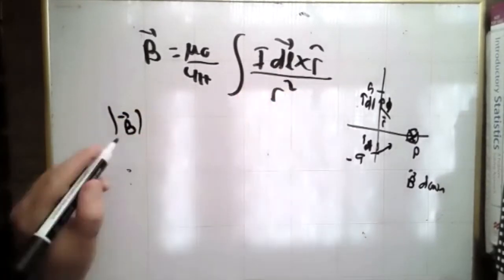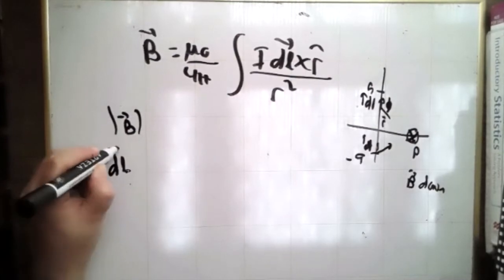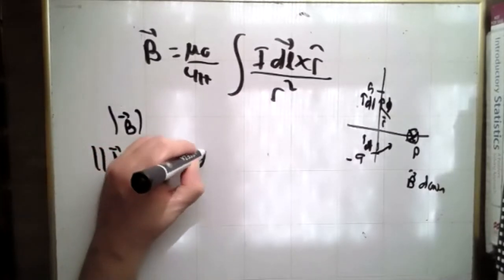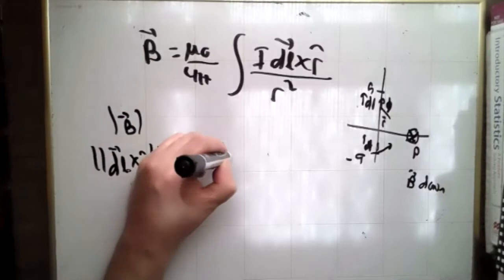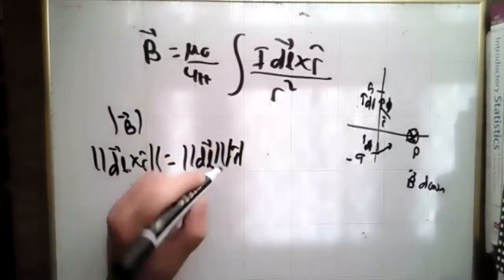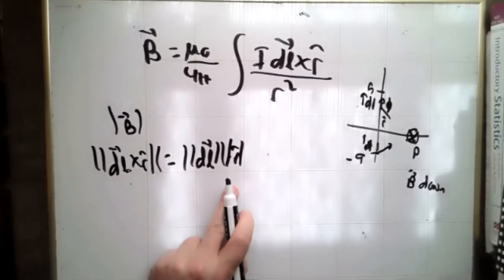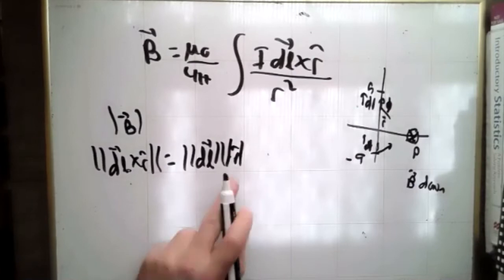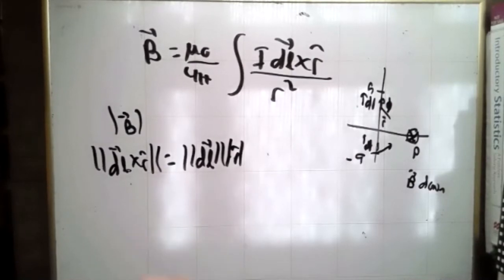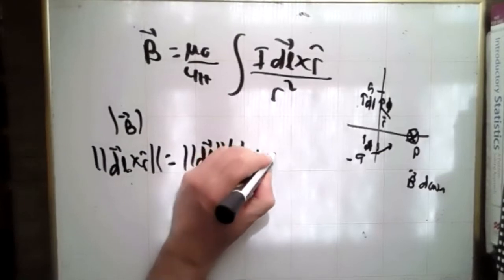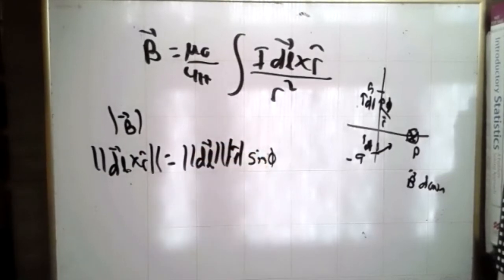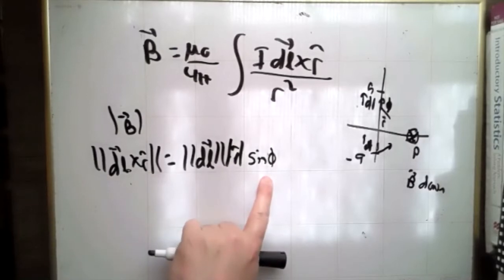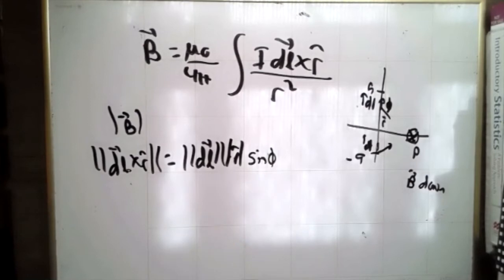Okay, then we can worry about the magnitude of B because we've got our direction. Well, the magnitude of a cross product is the magnitude of the products. So take each magnitude. Both of those have unit length. dl is a unit vector in the direction of your current. r hat is a unit vector that points towards your point of observation, times the sine of the angle between them. That's the definition of the magnitude of a cross product. Okay, so we've got to figure out how to write sine of phi in terms of stuff from the problem.